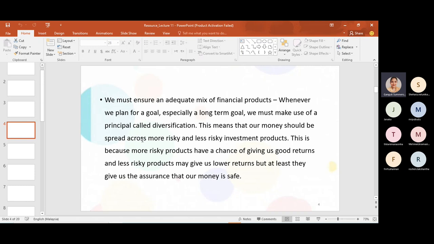And less risky projects do not give us lots of returns. Okay, so less risky projects always give us lower returns. Less risky projects mostly give us lower returns, but your money is safe. Okay, because less risky projects are less risky. The risk is less, so your money is safe. Even though the returns are low, your money is safe with less risky projects.